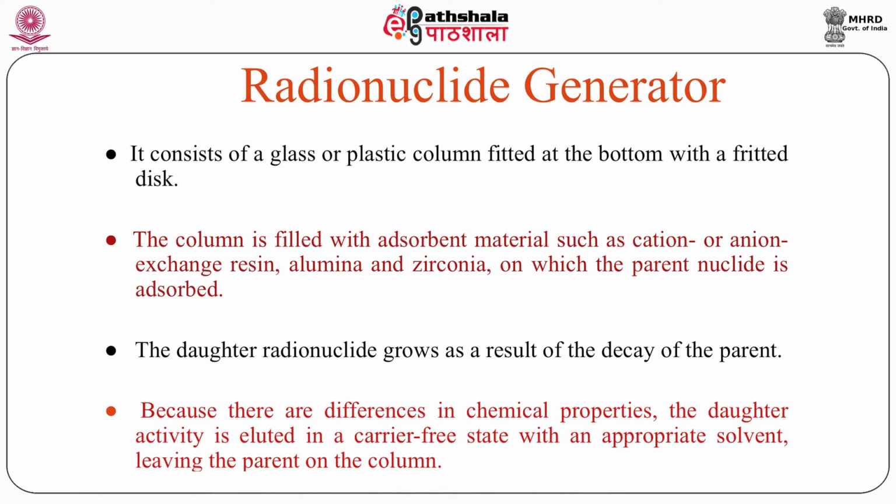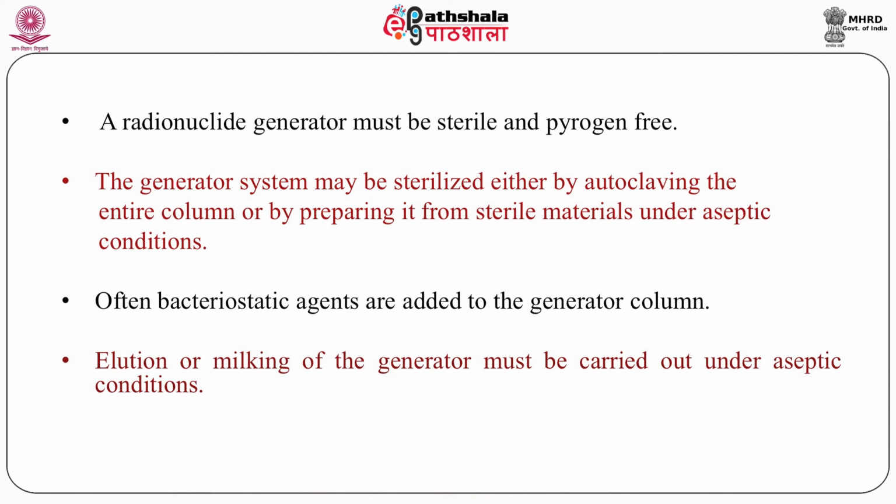Definitely, the parent being used is molybdenum, and the technetium is different, you can say an isotope itself. So it is mostly carrier-free, but some amount of molybdenum comes out, and that is why we have to do certain kinds of quality tests to see whether it can be administered in a human body or not. A radio generator must be sterile and pyrogen free. Why? Because finally the eluate which is coming out is technetium, and that is very important because finally you are going to administer it in the human body. So you cannot take a risk on that.